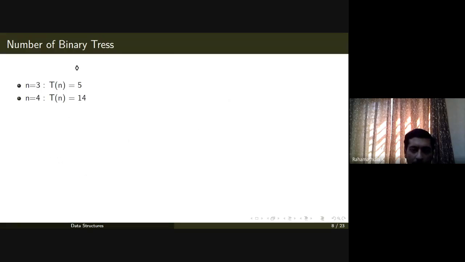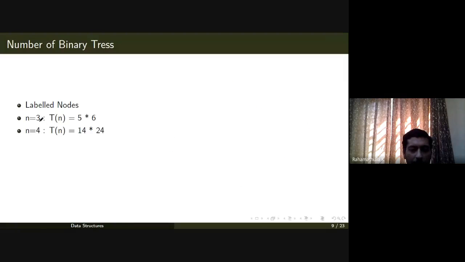So for labeled nodes, it will be 5 into 6. You have 5 different shapes, and each shape can take 6 different labelings. So it is 5 into 3 factorial. This is for n equal to 3. For n equal to 4, it is 14 into 4 factorial and so on. So the same formula you can apply: Catalan number into n factorial for labeled nodes.